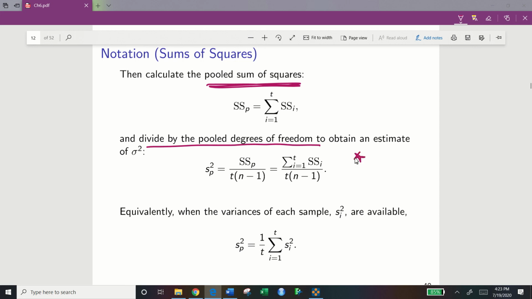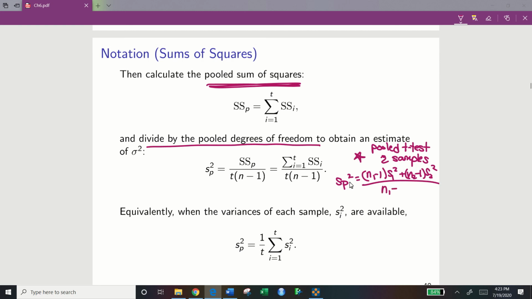If you recall, when we did our pooled t-test for two samples, we had Sp squared as n1 minus 1 multiplied by s1 squared plus n2 minus 1 multiplied by s2 squared, all over n1 plus n2 minus 2. This is an extension of that for a larger population, or in other words, when we have more than two samples, though two samples will work as well.